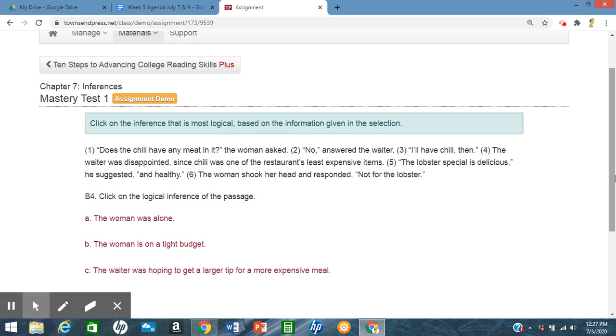So it can't be A. And again, she never asked about price. She was only asking about the meat. So it can't be B. So our most logical inference is going to be C.